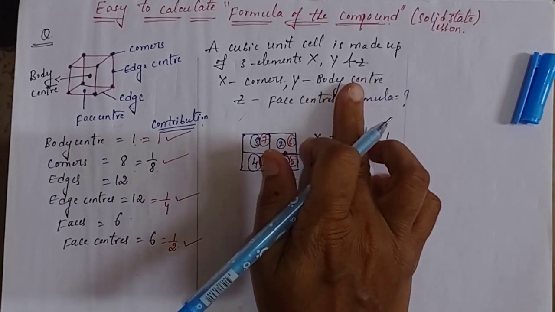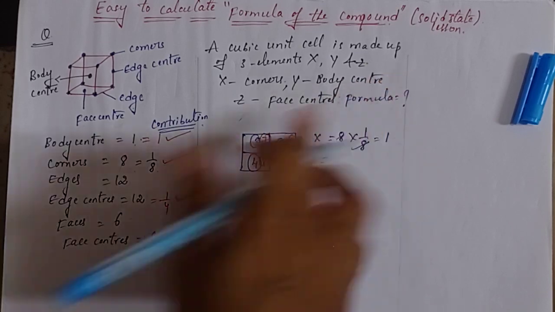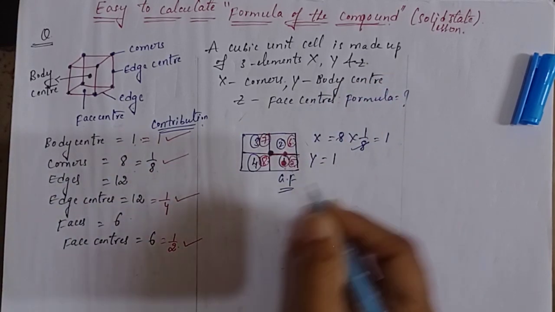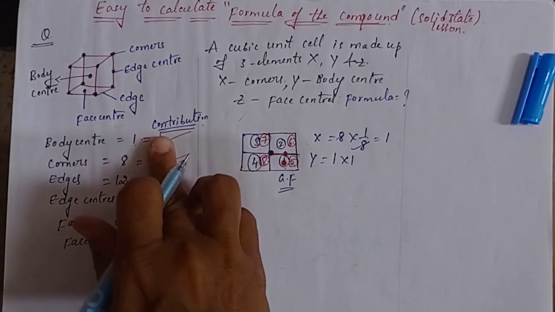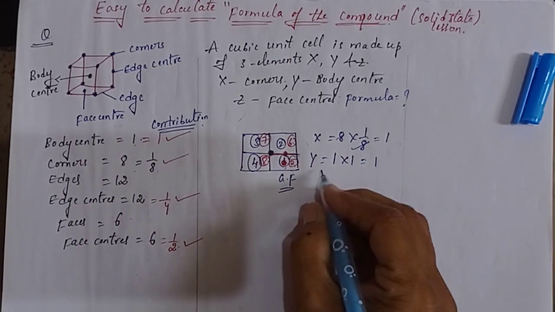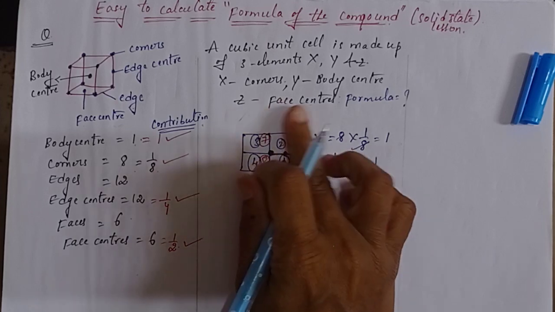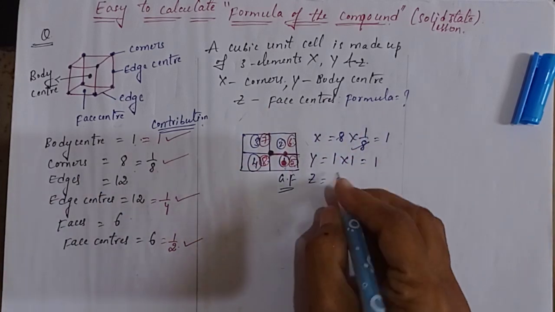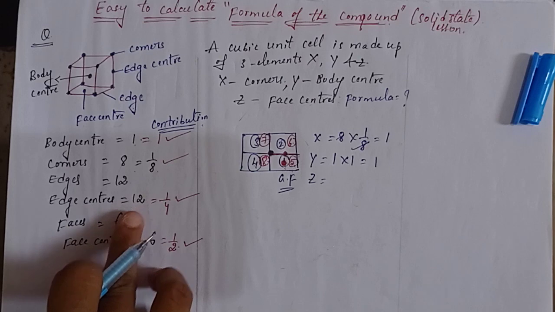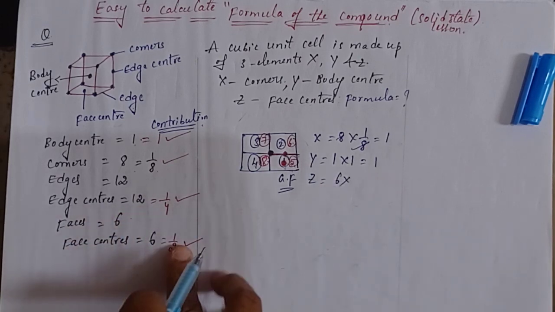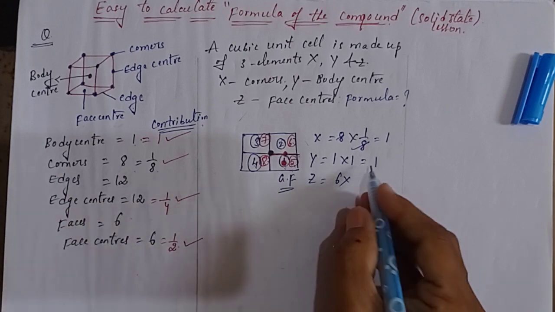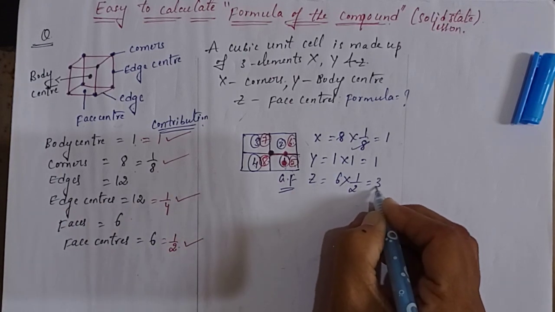Now see, students, Y atoms are at the body center. That means there is only 1 body center particle, and its contribution is 1. 1 particle, 1 contribution, so it is equal to 1. And Z atoms are present at the face centers. Total face centers are 6, and the contribution of each face center is 1 by 2. So 6 into 1 by 2, you will get 3.